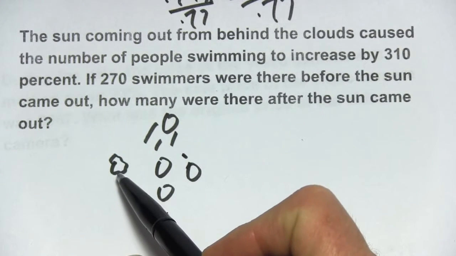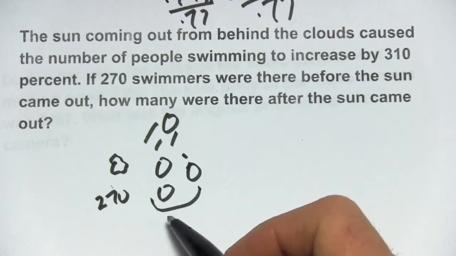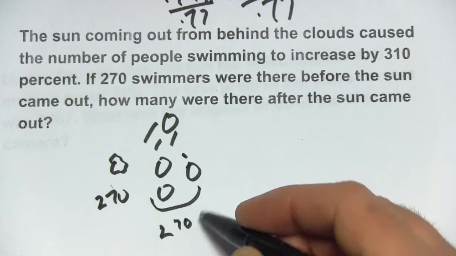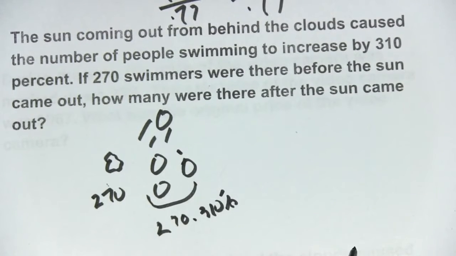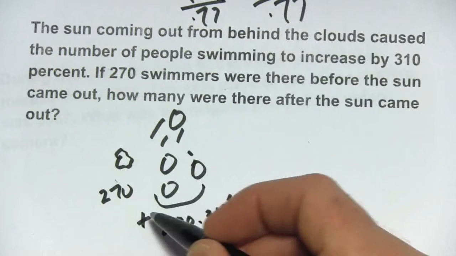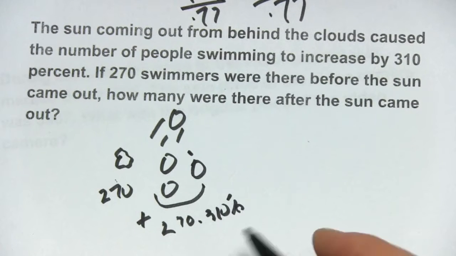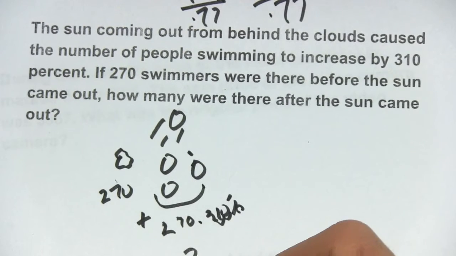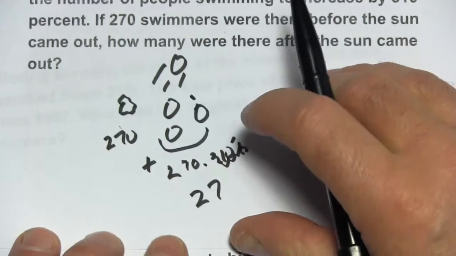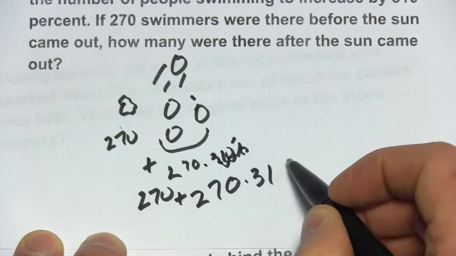Well, so we start with 270. We have that original 270, and then this is 270 times 310%. And then we're going to add those two together because the original people out there didn't go away, so we're adding the 2 chunks together. So what's 310% of 270? Well, we can move the decimal place here. So it's going to be 3.1. So 270 times 3.1 plus the original 270.